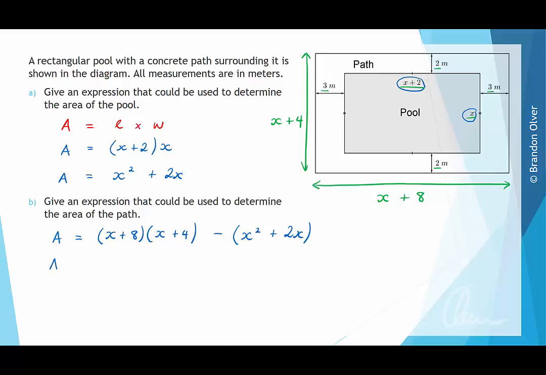So if we expand this out, we get that the area is equal to x squared plus 12x plus 32, subtract x squared, subtract 2x, and that's found by distributing the negative sign through that bracket. Then we can see that the x squared and negative x squared will cancel. So for the area of the path, we're going to be left with 12x subtract 2x gives 10x, and then plus 32 is still there. So that's an expression that could be used to determine the area of the path.